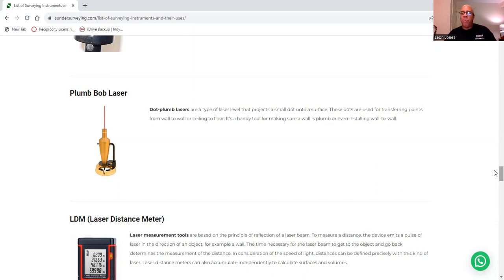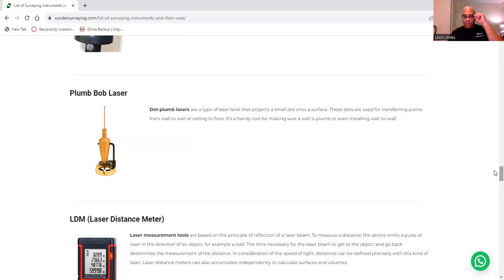Basically, we want to see if a wall is really plumb. This is a good instrument, but you use a level as well. Again, a dot plumb laser projects a small dot onto a surface, and these dots are used to transfer points from wall to wall, from ceiling to floor. Basically, this is an instrument used to make sure that a wall is plumb.